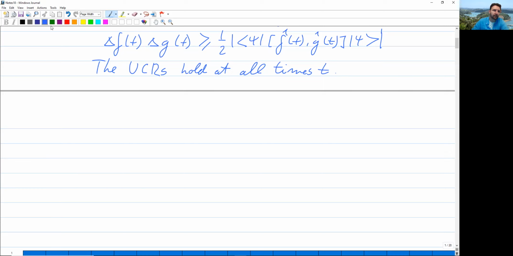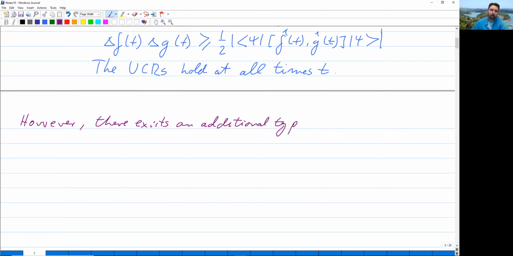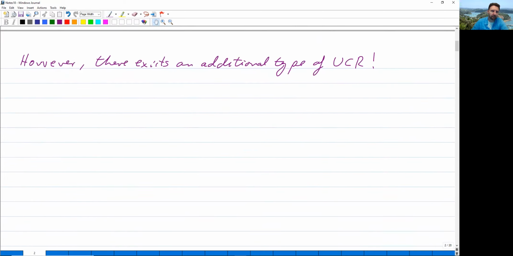Now, there exists, however, no, let me just write how, however, there exists an additional type of uncertainty relation, which just doesn't fit that sort of scheme. And in order to explain that, let me draw from daily experience here.